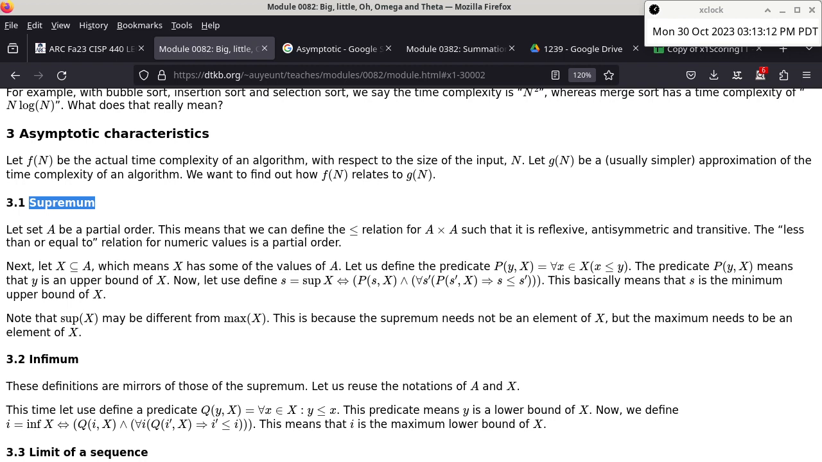So the question is, less than or equal to, the normal understanding of it, is it transitive? If I say A is less than or equal to B, and B is less than or equal to C, does that imply A is less than or equal to C? What do you think? It is. That implication holds for integers. It makes sense, right? If A is less than or equal to B, and B is less than or equal to C, that implies A is less than or equal to C.